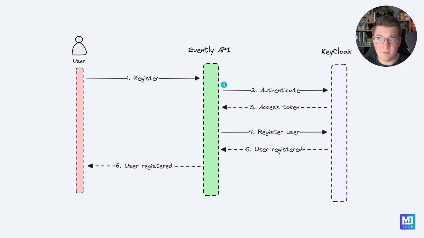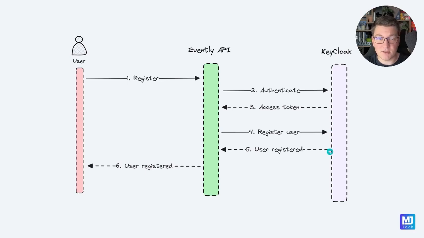Then the Evently API is going to authenticate with Keycloak using the client credentials flow and the confidential client that we created in the previous lesson. Keycloak is going to give us an access token, and then we will be able to call the register endpoint to register a user with Keycloak.